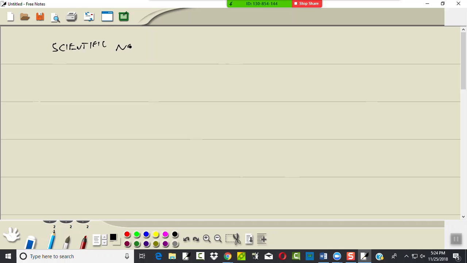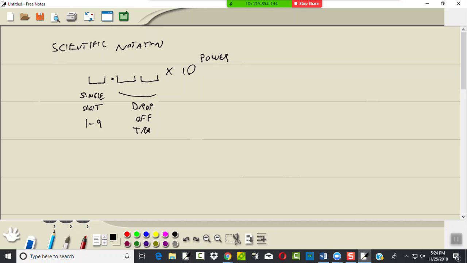Scientific notation looks like this. You've got a single digit, 1 through 9. It can't be 0. And then you have some more digits here, times 10 to the power. What you do here is you drop off trailing zeros. Okay, so that's our form of scientific notation.